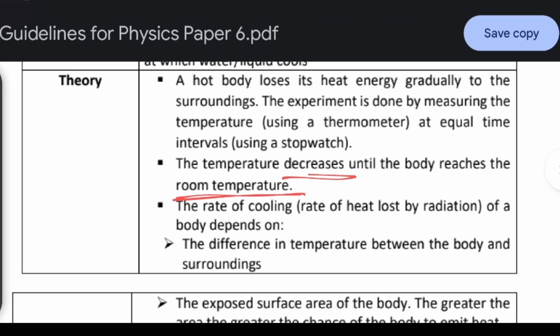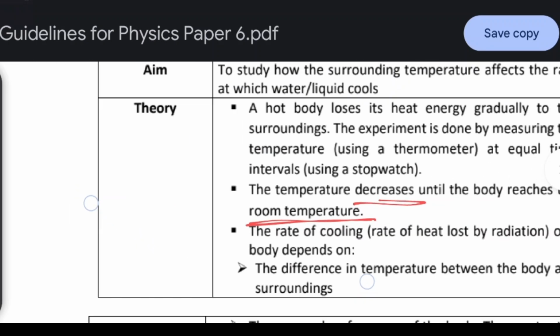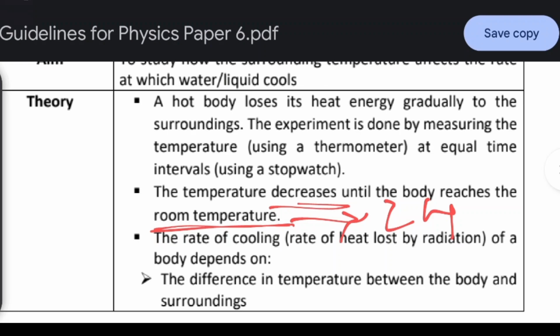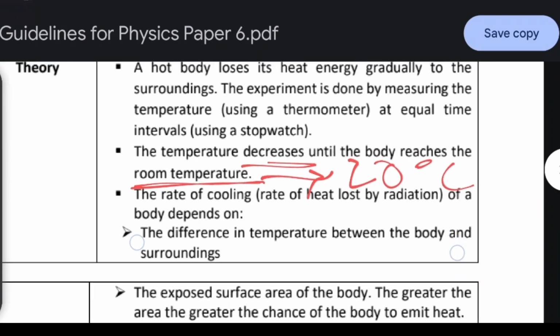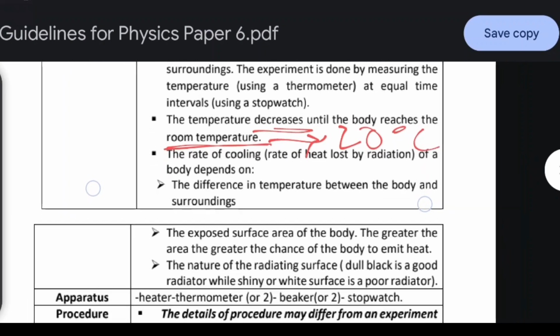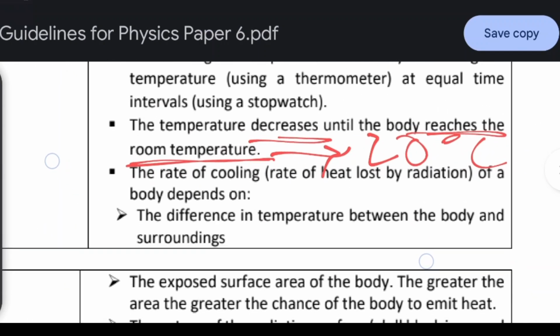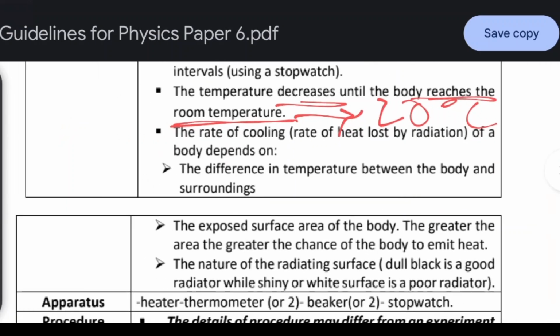Always remember, they love to ask this question: what is the temperature after it has cooled down? You will always write the room temperature, that is almost like 20, around 20 degrees Celsius. I think this is mostly asked in chemistry, by the way, not in physics. But remember, it reaches the room temperature. Now, the rate of cooling of a body depends on many things, such as the difference in temperature between the body and the surroundings.